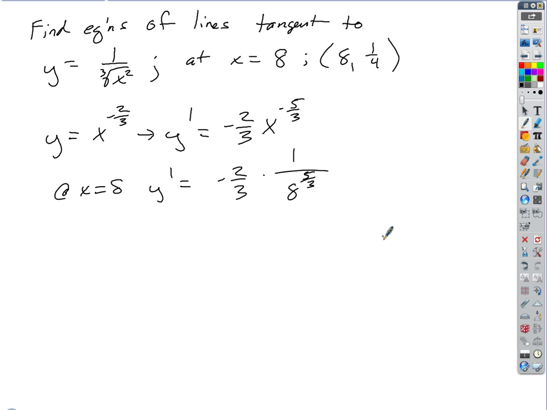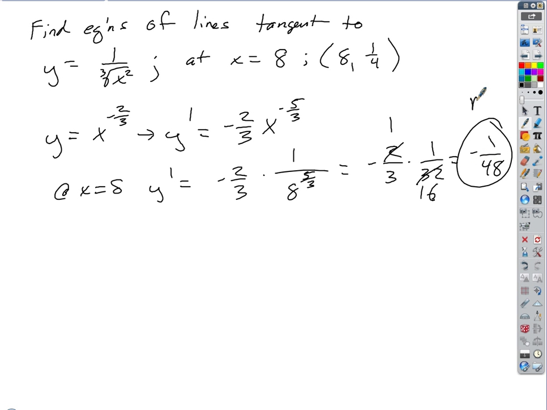How are we going to do 8 to the 5/3? What are you going to do, use a calculator? Oh, we don't need a calculator. What does 8 to the 5/3 mean? The cube root of 8 to the 5th. So what's the cube root of 8? 2. 2 to the 5th? 32. Good job. So we're going to get negative 2/3 times 1 over 32. That makes that a 16. So negative 1/48.